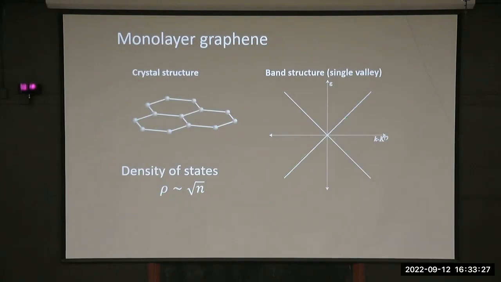Okay, so most of the physics I'm going to tell you about today comes from the basic fact that this can all change as soon as you have more than one layer that is coupled to each other. The simplest example of this is to simply take, instead of 1 layer of graphite, 2 layers of graphite.